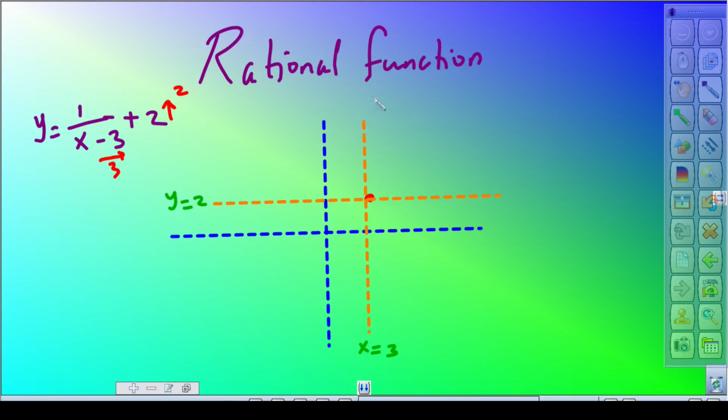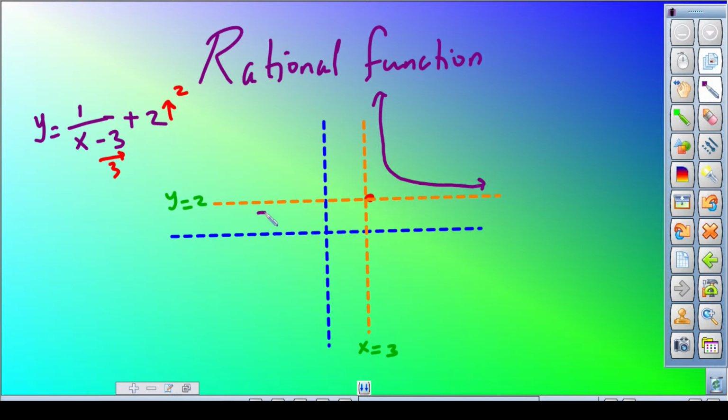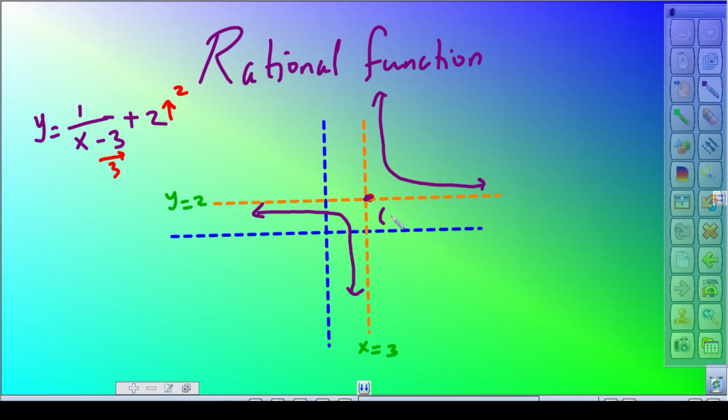So basically I'm going to end up with a curve that looks like this. And another curve that looks like this on this side of the line of the asymptote, just like that. These two curves are going to be your graphs, and this focal point is going to be 3, 2. This is the k, up and down. This is the h, left and right. Okay, it's always the opposite.